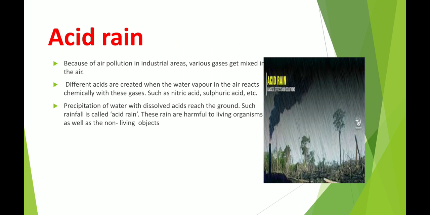Precipitation of water with dissolved acids reaches the ground, and such rainfall is called acid rain, and this rain is harmful to living organisms. In this way, acid rain is very harmful for living organisms as well as non-living objects. Statues and other non-living objects may also be damaged because of the acid rain.